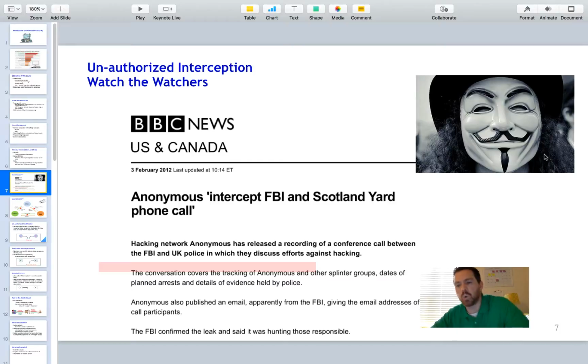And again, this is a little bit old, but I wanted to bring this up, as we're starting to move into the types of vulnerabilities and threats that we're going to discuss over the course of the semester. This one happened a couple of years ago. Anonymous intercepted FBI and Scotland Yard phone calls. Essentially, it was a man-in-the-middle attack, but it was unauthorized interception. They were listening in between the phone calls.